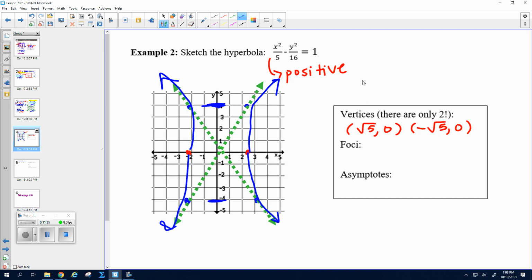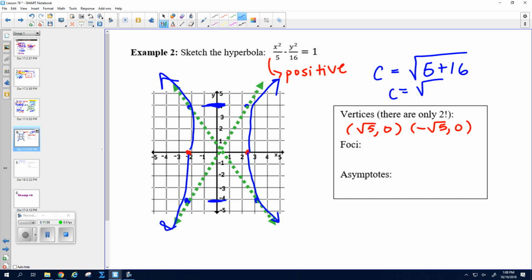So we got to do, for the focus, Thomas, are we going to add or subtract? Good. So because it's minus, it's opposite. So your C on this one is the square root of 5 plus 16. And the order doesn't actually matter when you're adding them, right? When you subtract them for the ellipses, it does matter. You do the bigger minus smaller, otherwise you get negative, which wouldn't really work.